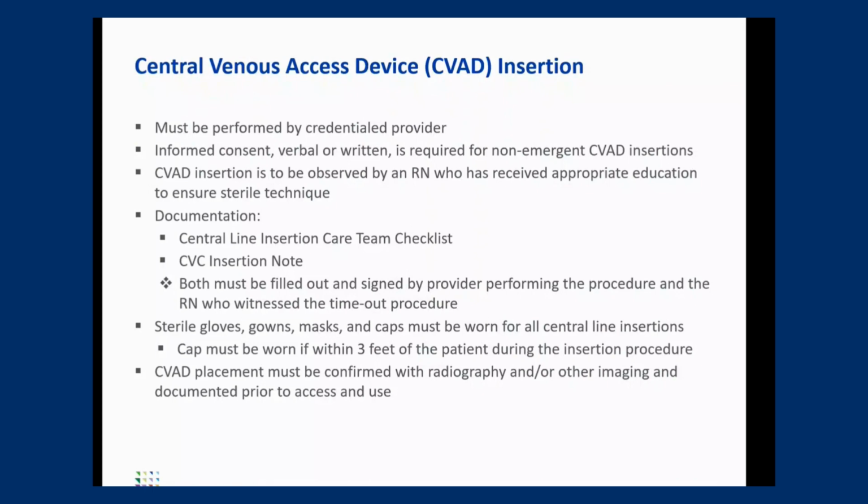Central line catheter insertion. Informed consent must be obtained before the insertion. We use the same insertion note and the checklist. It's usually 2 people at the bedside. One is the performer, one is the observer. And this is a sterile procedure, so sterile gloves, gown, mask, and caps must be worn. And yes, again, the line needs to be confirmed with the chest X-ray immediately after placement.